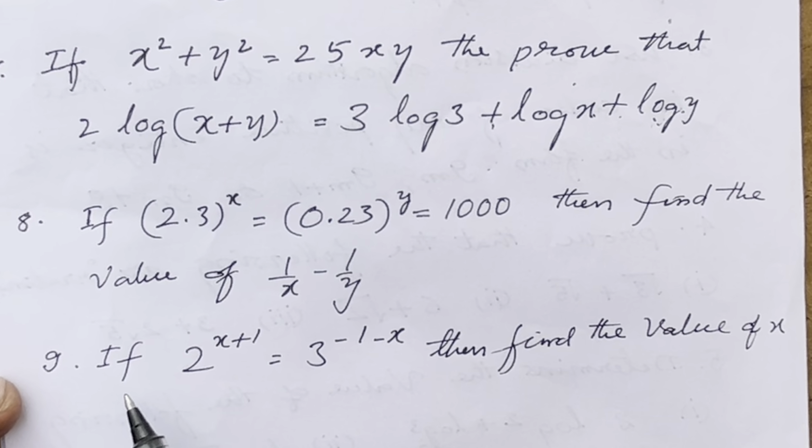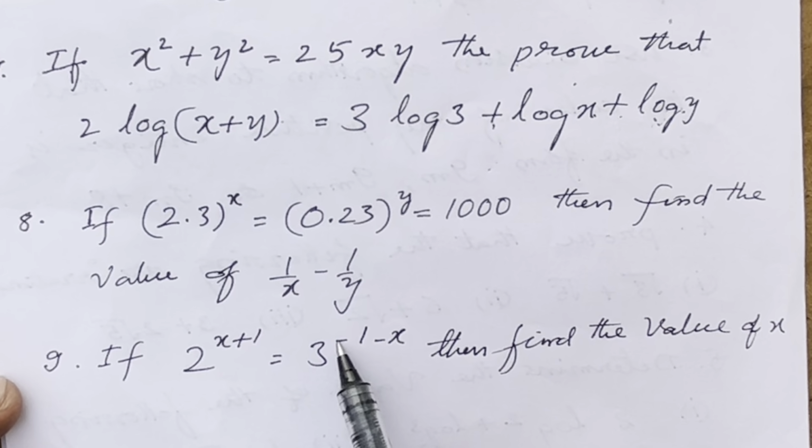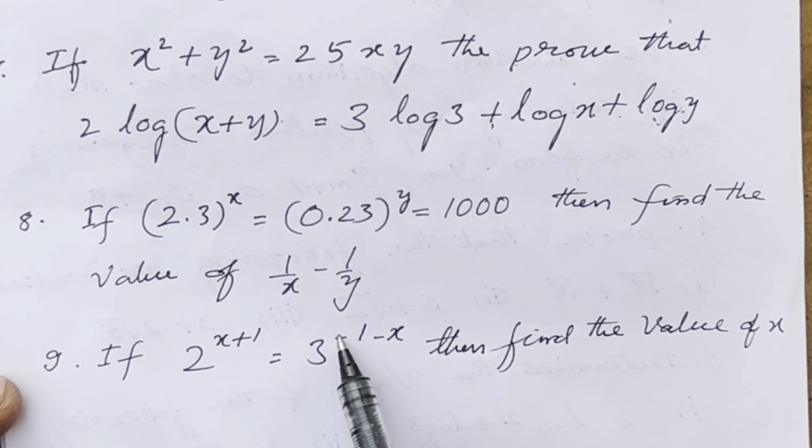Now, the third sum is if 2 to the power of x plus 1 is equal to 3 to the power of 1 minus x, then find the value of x here.